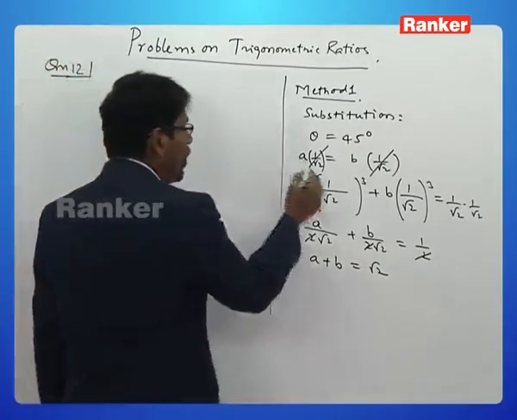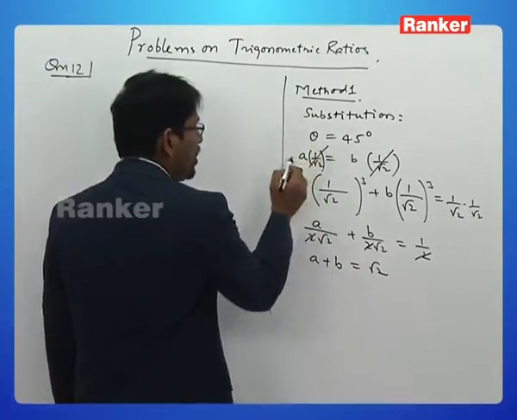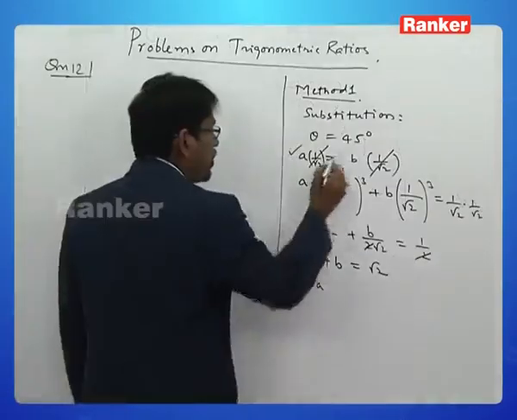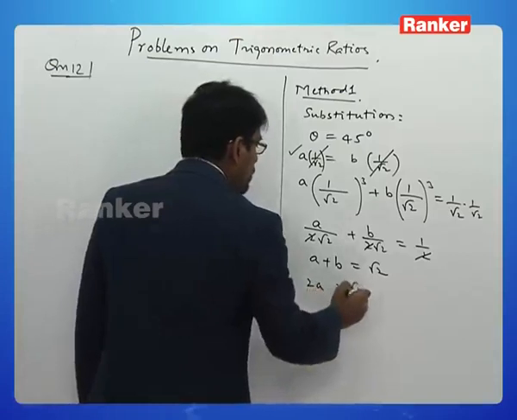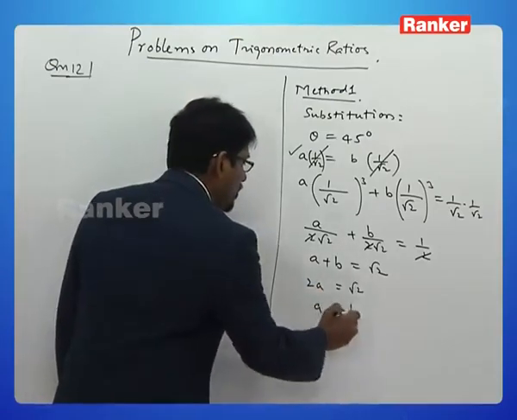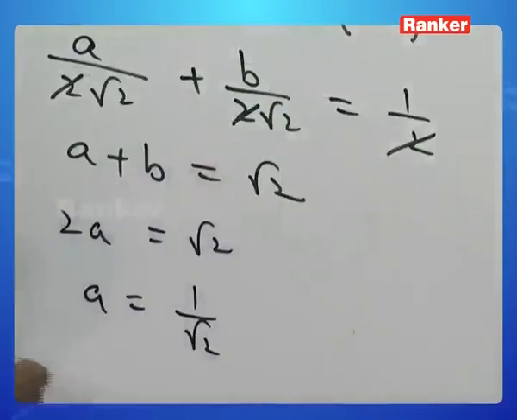But you already have found that by this substitution, we found that A is equal to B. So what do we have therefore? 2A is equal to root 2. So what is A then? 1 by root 2.